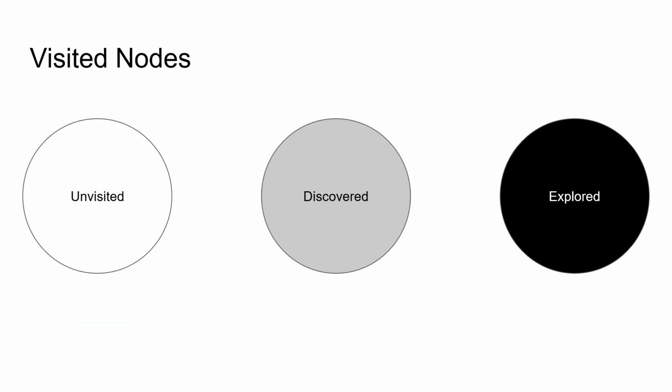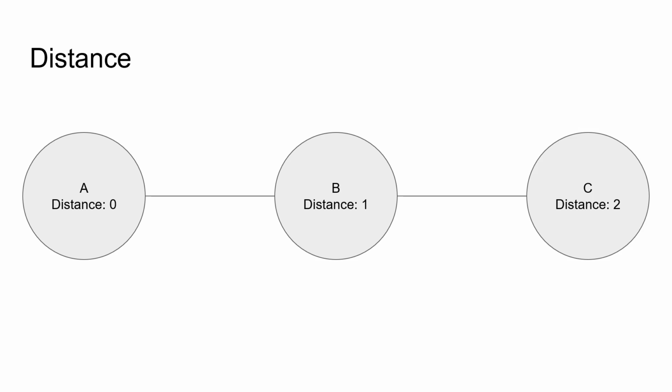This way, if we encounter a non-white vertex in our traversal, we won't try and enqueue it to be processed multiple times. In addition to adding a color to each vertex, we will also give each vertex a distance value from the start. This will allow us to determine the length of a path.